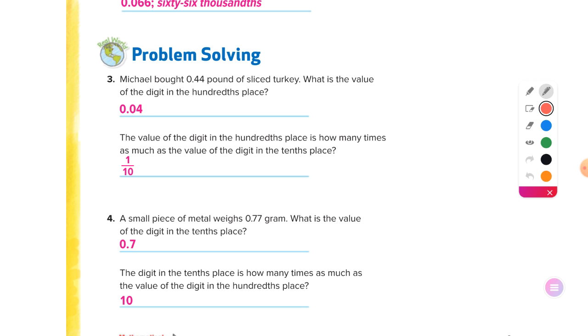So it's talking about the value in the tenths place, so we're just focusing on that. If we have a 7 in the tenths place, what is its value? I don't want you to give me an answer right now. I just want you to give me words. If you have a 7 in the tenths place, what is its value? Just smash those words together.